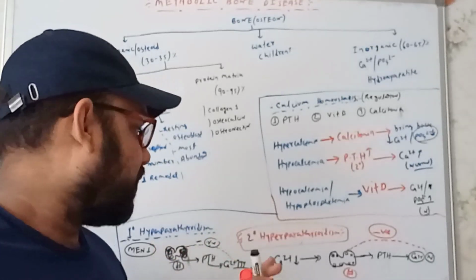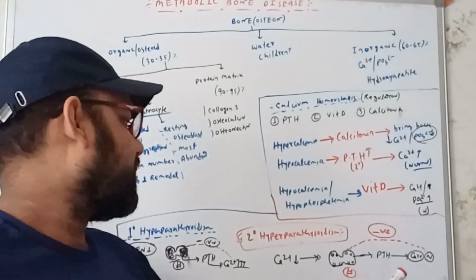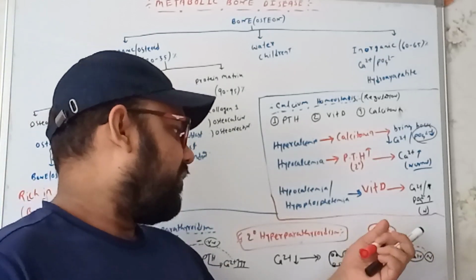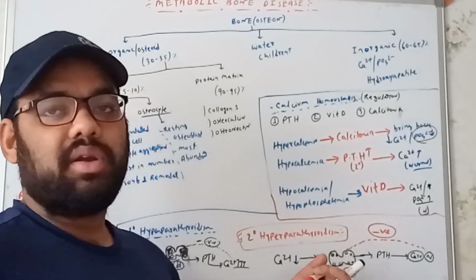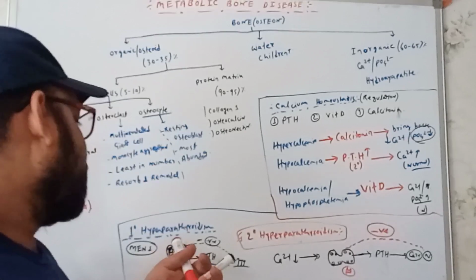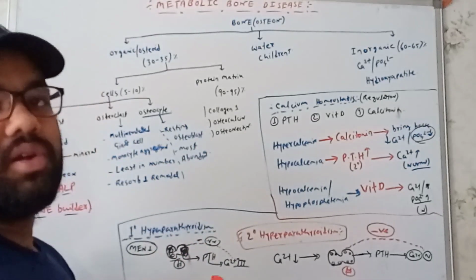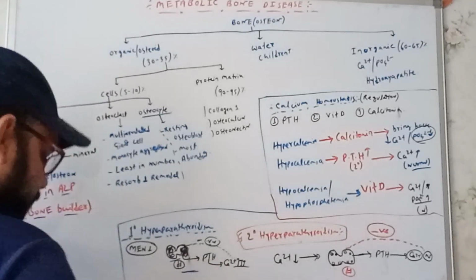So try to differentiate between primary and secondary. In secondary, once it reaches the normal calcium level, whenever the negative feedback reaches the parathyroid gland, it will stop working. But in case of primary hyperparathyroidism, it will not stop working, it will keep on secreting the parathyroid hormone, right? So it's very important.